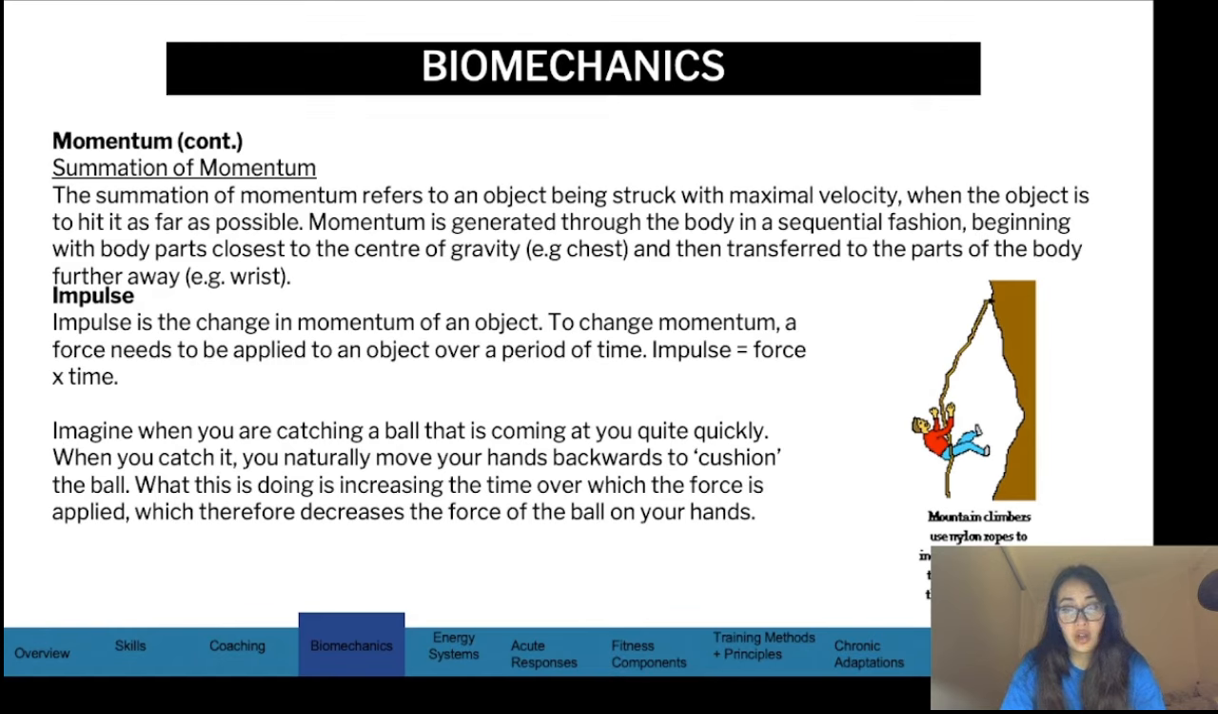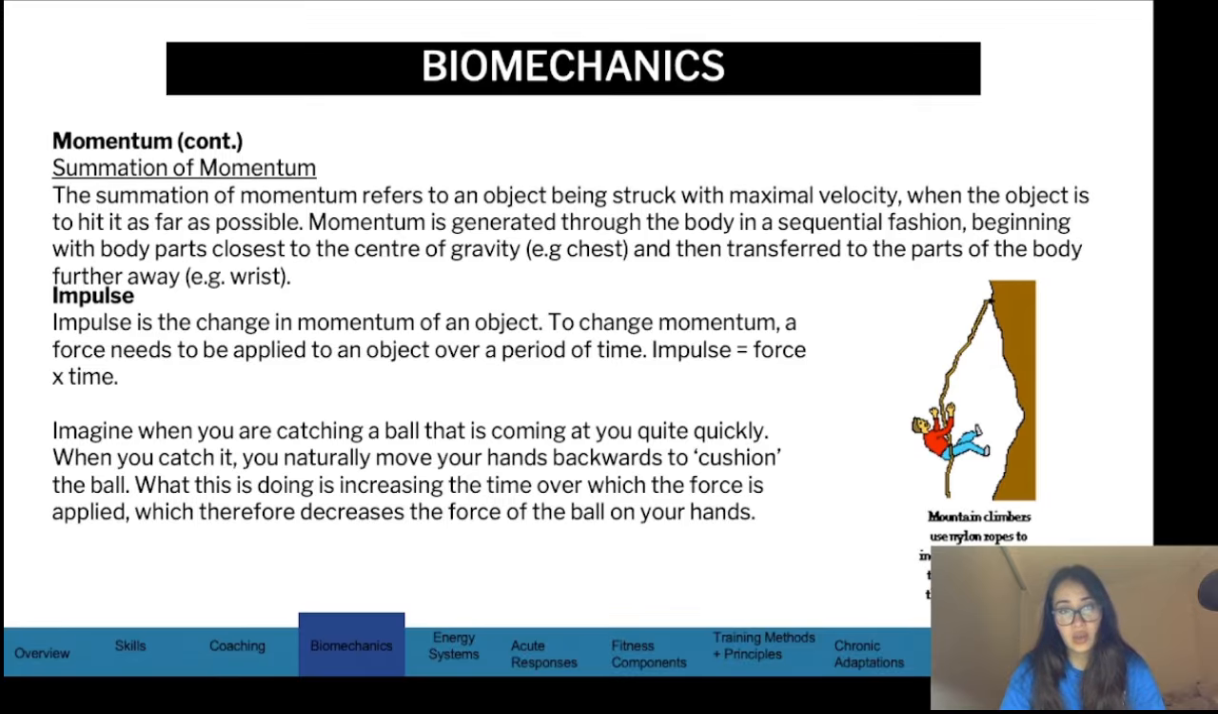Impulse is a change in momentum of an object, and to change this momentum, a force needs to be applied to an object over a period of time, so impulse is equal to force times time. Imagine you're catching a ball that's coming at you quite quickly. When you catch it, you naturally move your hands backward to cushion the ball, and what this is doing is increasing the time over which the force is applied, which therefore decreases the force of the ball on your hands.